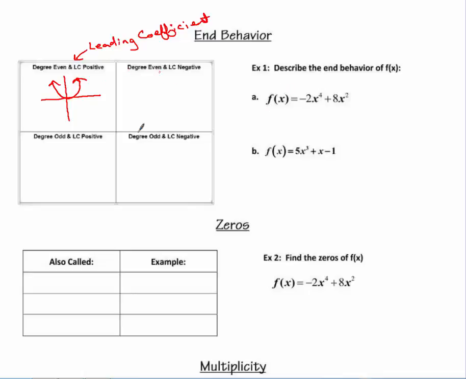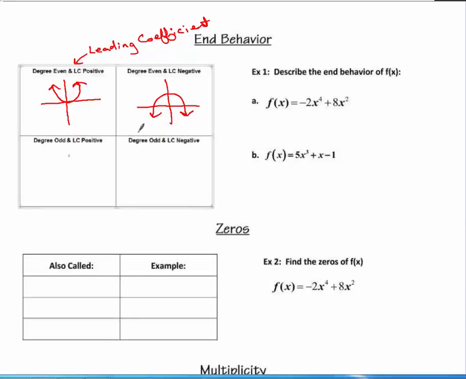If we have a degree that's even, again just like this one, but the leading coefficient is negative, like over here we see negative 2x to the fourth, well, that's even with a negative leading coefficient. Both ends are going to go the same direction, but they're going to go down. Then when we have an odd degree polynomial, the ends are going to go different directions, and when the leading coefficient is positive, it's going to start low and end high. When we have an odd degree polynomial with a negative coefficient, it's going to start high and end low, kind of like that.